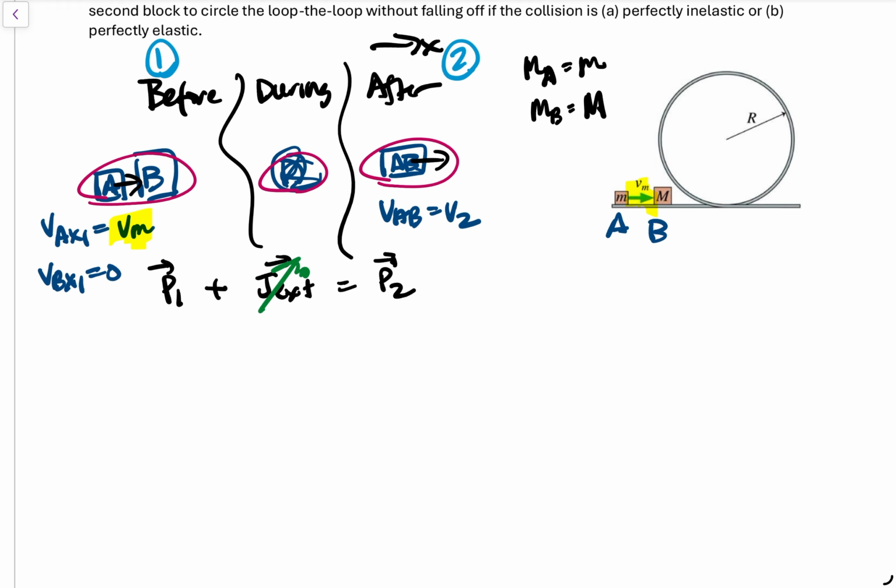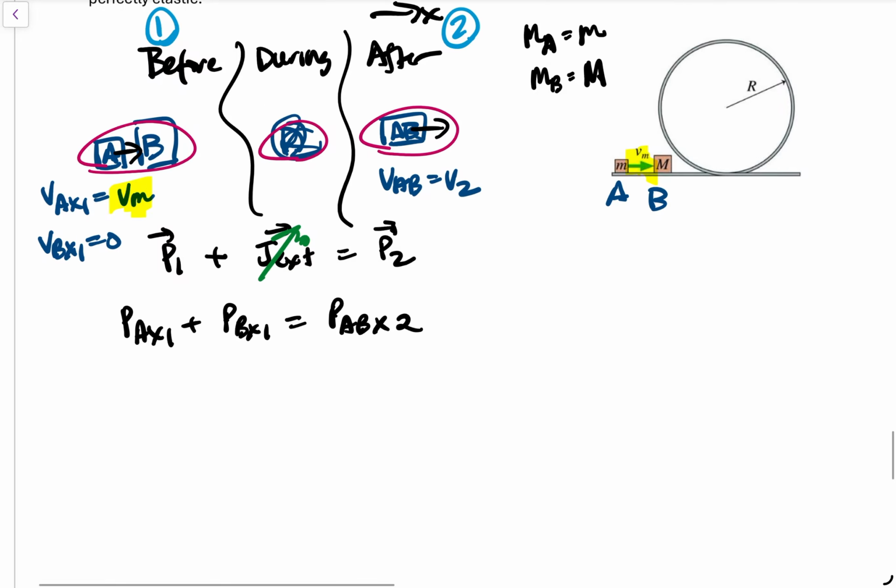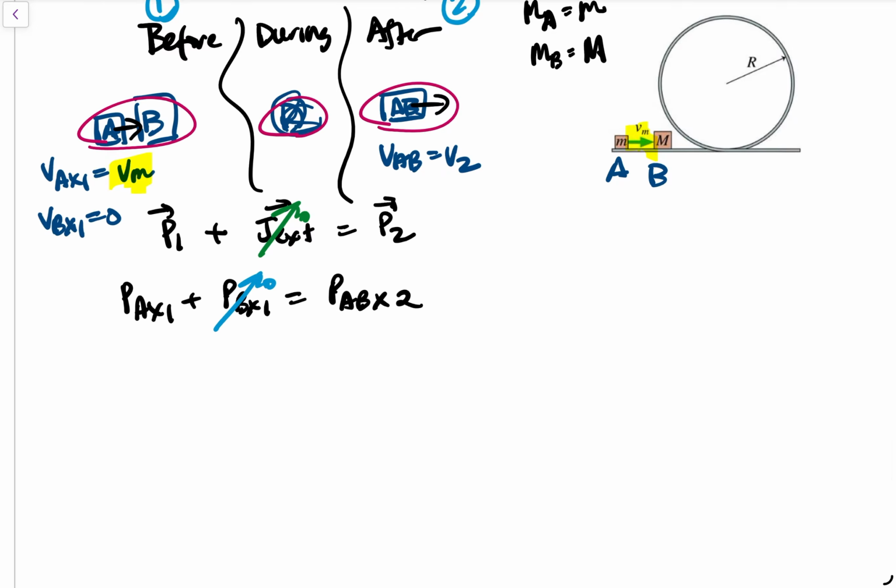And so if I expand this out, P_A,x1 plus P_B,x1 equals P_AB,x2. My initial V for block B, the mass big M, is 0, so I'm going to zero that piece out here as well. So this is just m_A, and then this is v_A. Actually, I'm just going to call this v_M. So this is the thing we're looking for.